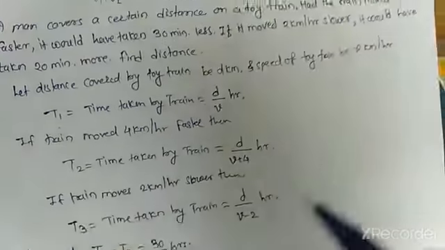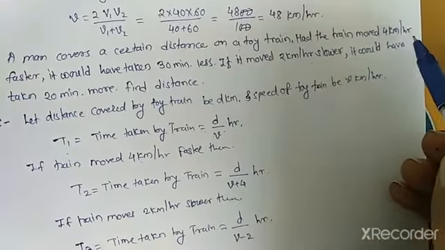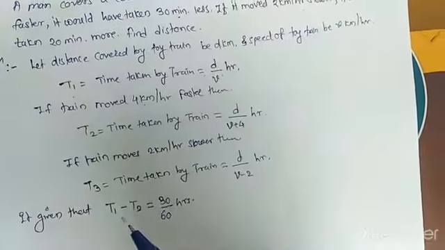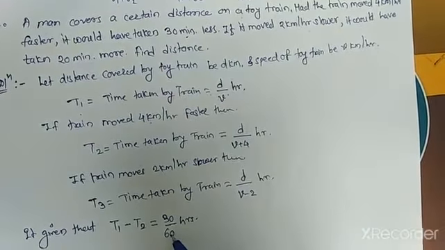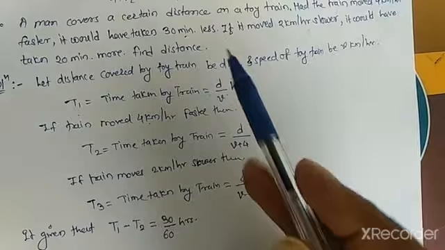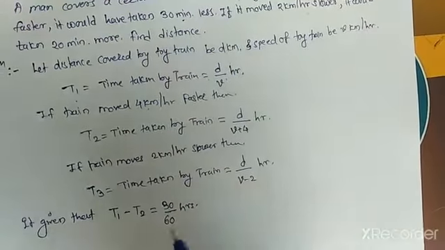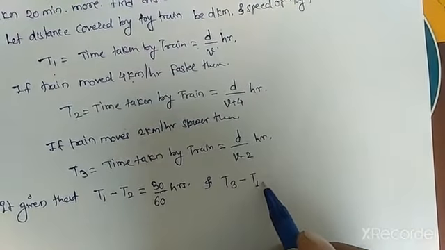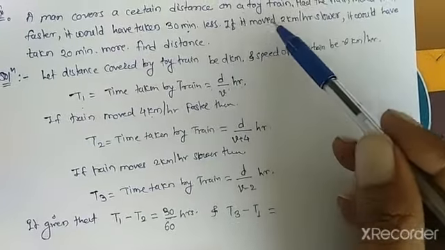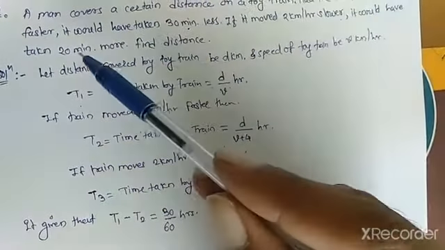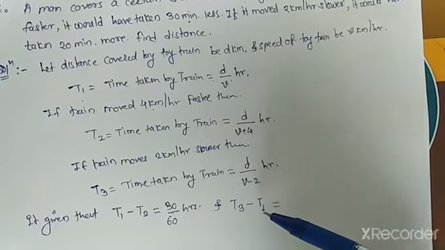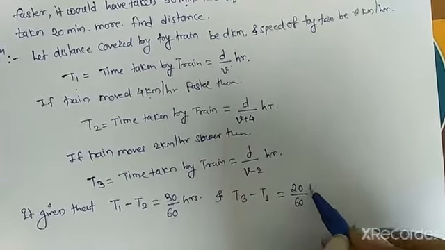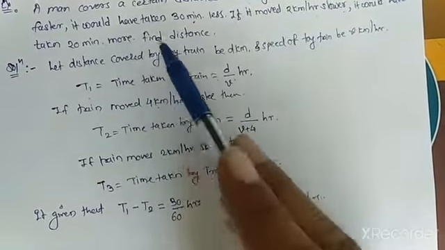Okay, because it is given that had the train moved 4 km/h faster, it would have taken 30 minutes less. So t1 minus t2 is 30 upon 60. And t3 minus t1 is equal to, now if it moves 2 km/h slower, then it would have taken 20 minutes more. So t3 minus t1 is equal to 20 upon 60 hours.